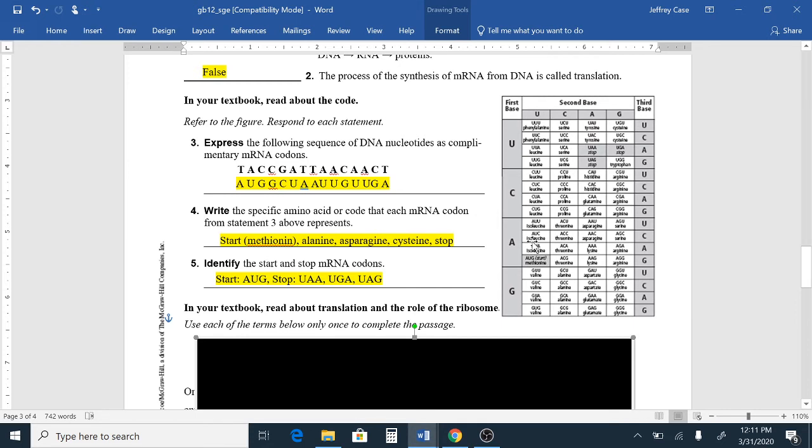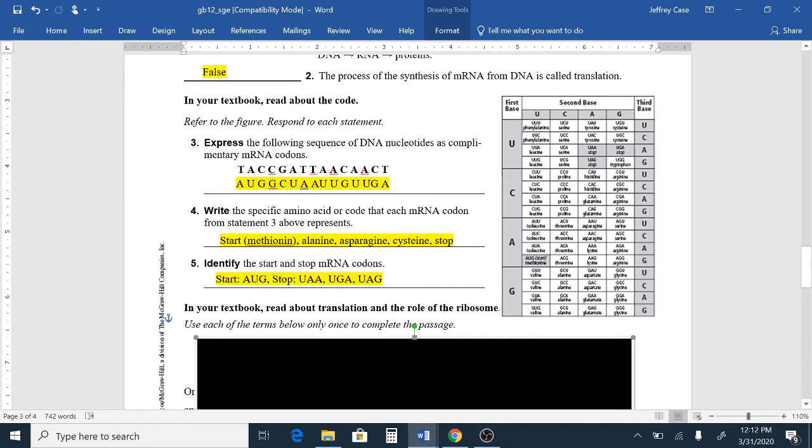Next one, AAU, is asparagine. Then UGU is cysteine. And the last one, UGA, is a stop codon. What are the stop codons and start codons? Start is AUG, and stop is UAA, UGA, UAG.